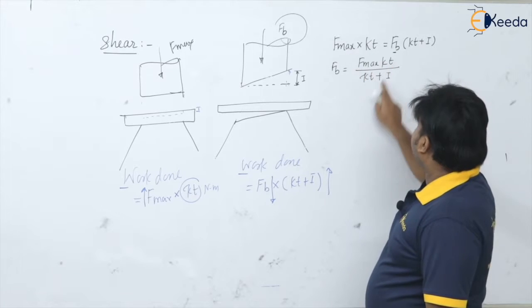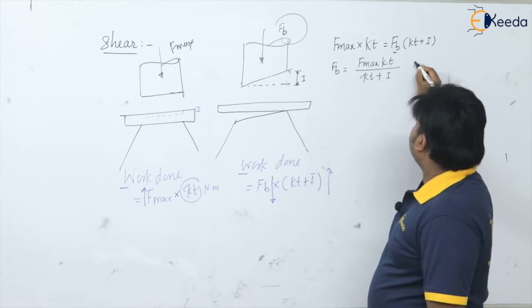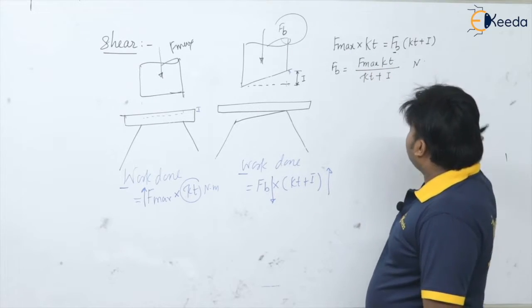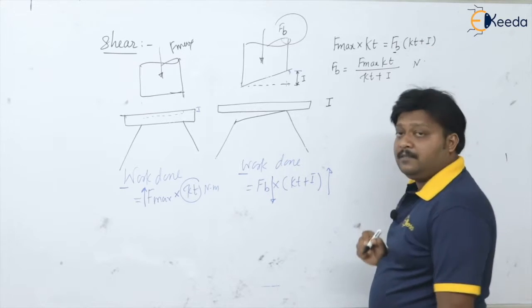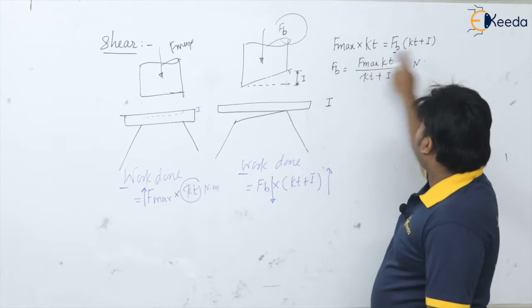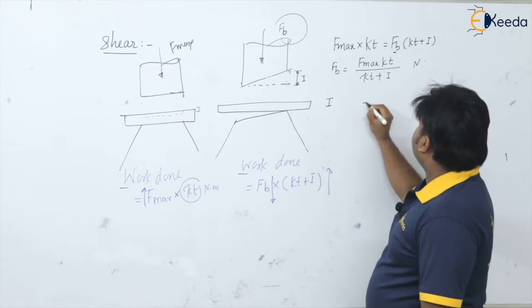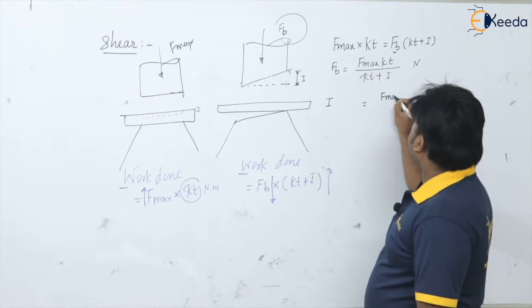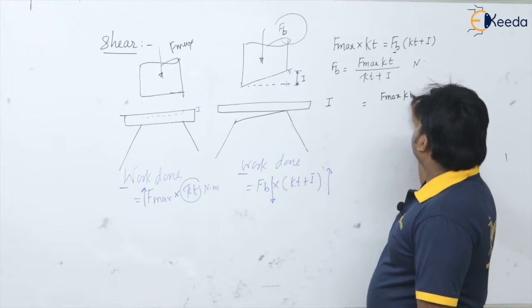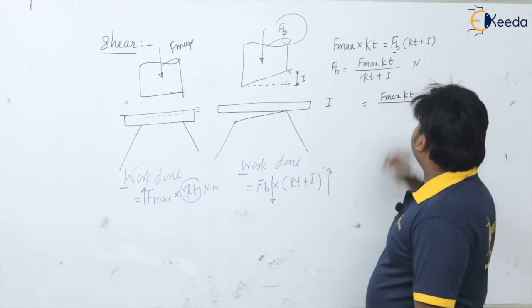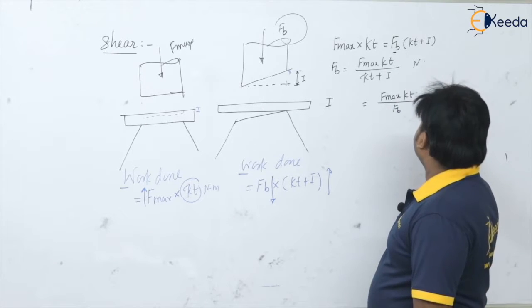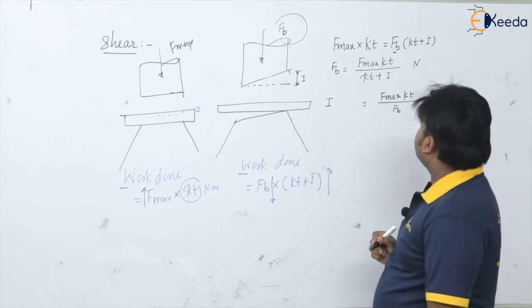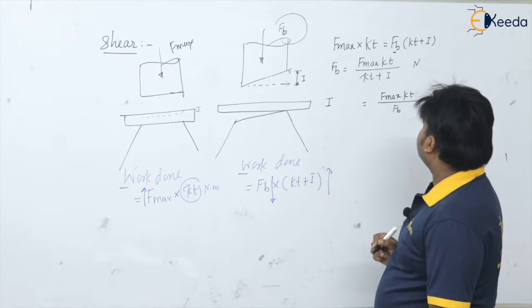F max KT divided by KT plus I times Newton. Or sometimes if anybody asks you to calculate the value of shear provided, how to calculate? Then write for I, that is F max KT divided by FB minus KT, isn't it?